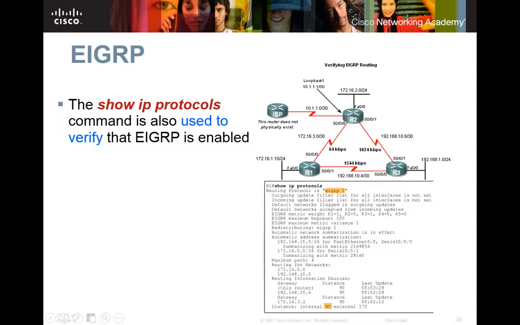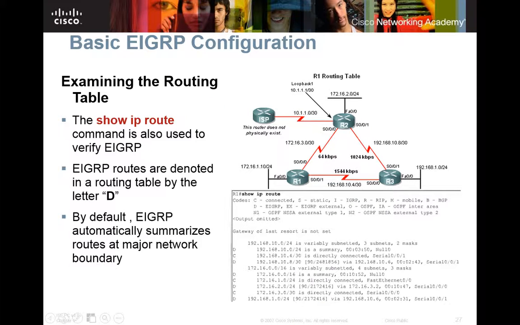Show IP protocols. It'll start listing them. EIGRP gives you your internal and your external. It tells you all your mappings, your auto summarizations. So it's very important that you realize that.